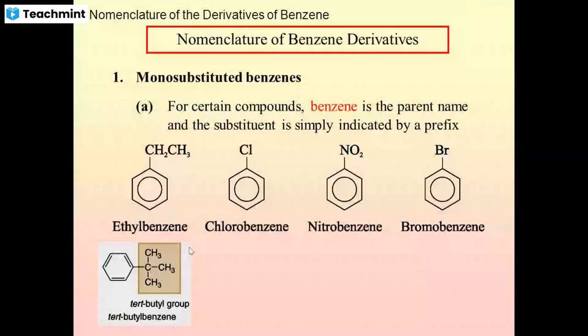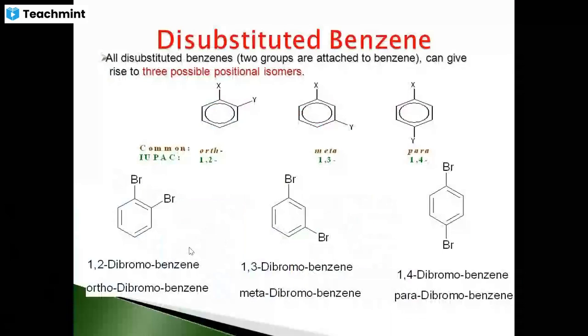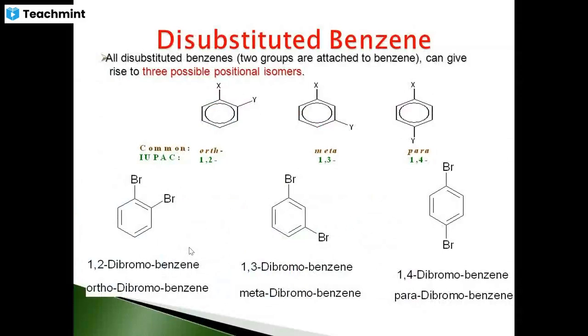As we have seen monosubstituted benzene, now we are going to see disubstituted benzene. In disubstituted benzenes, two groups are attached to benzene. Keep in mind, everyone, in disubstituted benzene, at least two, means only two, groups are attached to benzene on two different carbon atoms. It can give rise to three possible positional isomers.